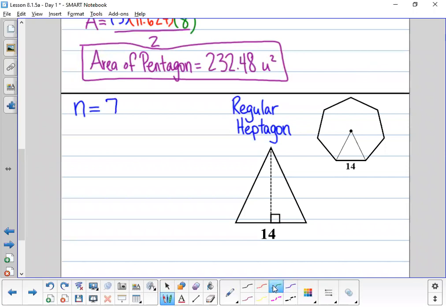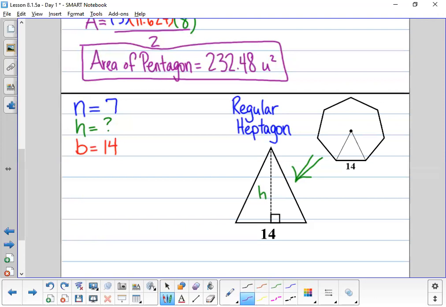Now this time, I don't know what my height is in my triangle. So here I just drew this isosceles triangle bigger so that I could have a little more space for my work. I don't know what the height is, but now I do know what the base is. So the base is 14. The height is what I'm going to be trying to find.